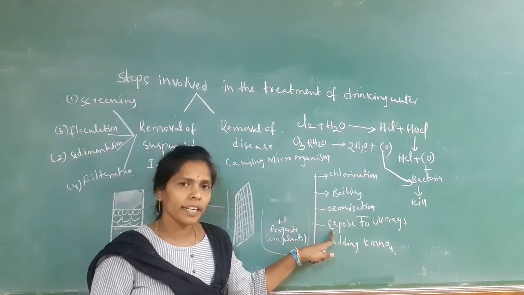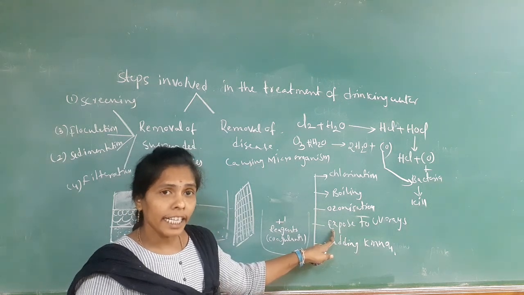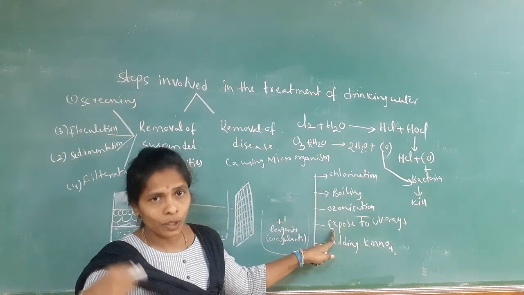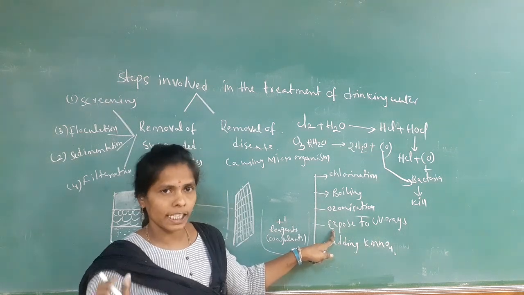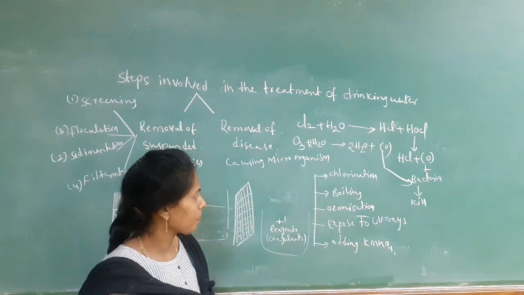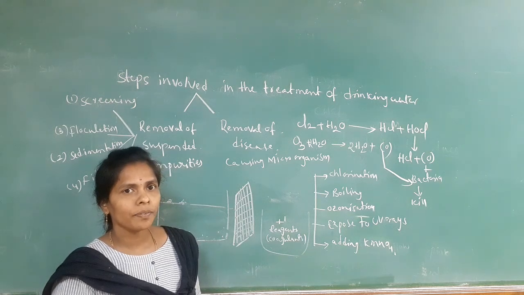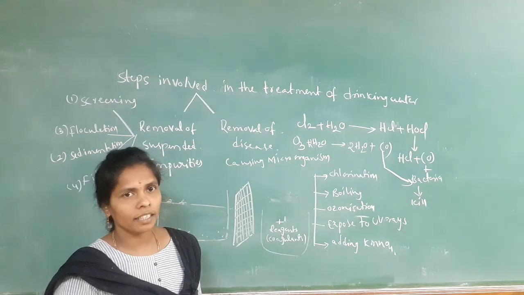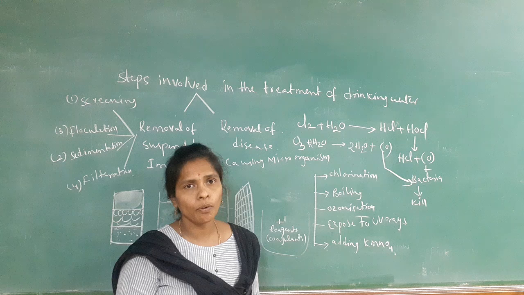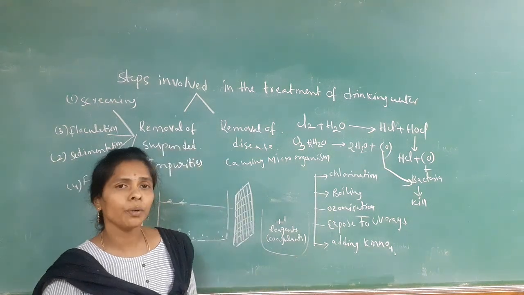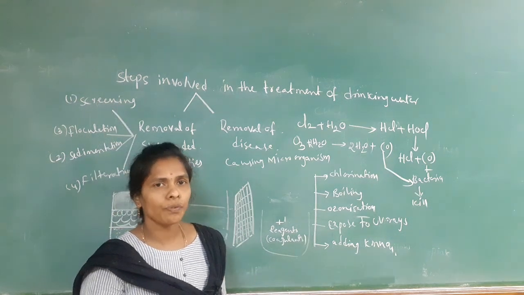And next, exposure to UV rays. We know UV rays have high radiation. When we expose the water in a large container to the sunlight, due to the UV rays, the entire bacteria is killed in the water sample. Then adding KMnO4. This KMnO4 kills the bacteria in the water sample. But generally we do not use KMnO4 for drinking purposes. Especially in the laboratory only we use KMnO4, not for drinking.